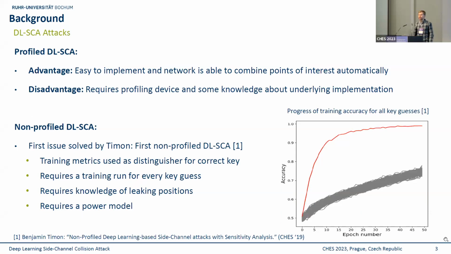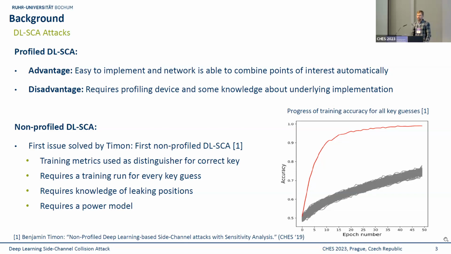The main advantage of deep learning SCA is its ability to find dependencies within the trace without further ado and to combine interesting points automatically. Furthermore, profiled deep learning attacks follow an easy and well-known concept, which makes them easy to implement. On the other hand, an additional device is required where the attacker has full control, and he also needs to have some knowledge about the underlying implementation.